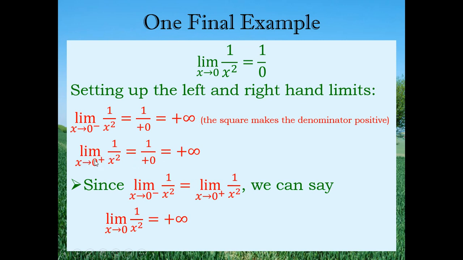Now, as we approach 0 from the positive side, x is still positive, and x squared is still positive. So 1 over positive 0, as it gets closer and closer to 0, is going to approach positive infinity. Since the left-hand limit equals the right-hand limit in this case, we can say the overall limit as x approaches 0 of 1 over x squared is indeed positive infinity.